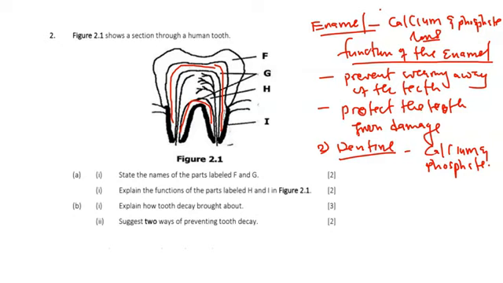Then the other part that we can look at is the pulp cavity. Now what is the pulp cavity? A pulp cavity is this space here. We have the enamel here, but we have this space inside. This space is what we call the pulp cavity. In the pulp cavity of the teeth, you find the blood vessels and the nerve cells.